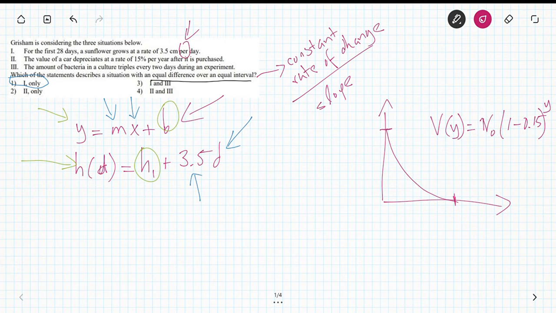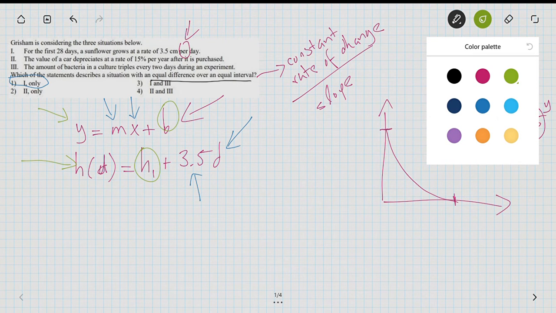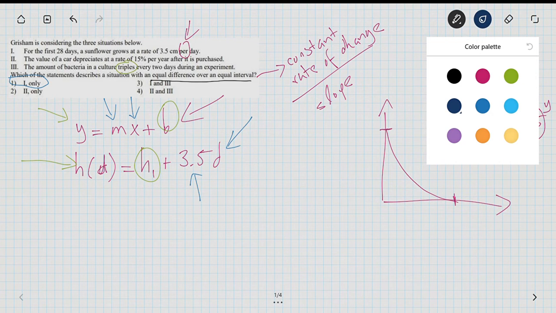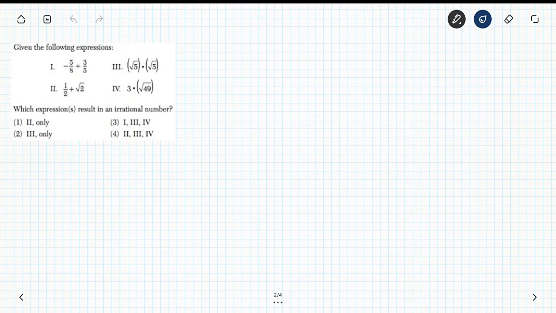The next one talks about basically a population of bacteria that triples, right? So when I see the word triple, that means an exponential growth, right? So initially you start with some population for the bacteria, initial population, and it triples every year. So it's gonna go like that. Okay, it's an exponential growth. So the only one that deals with a linear model is going to be situation number 1. Okay, let's go ahead and jump to the next one.